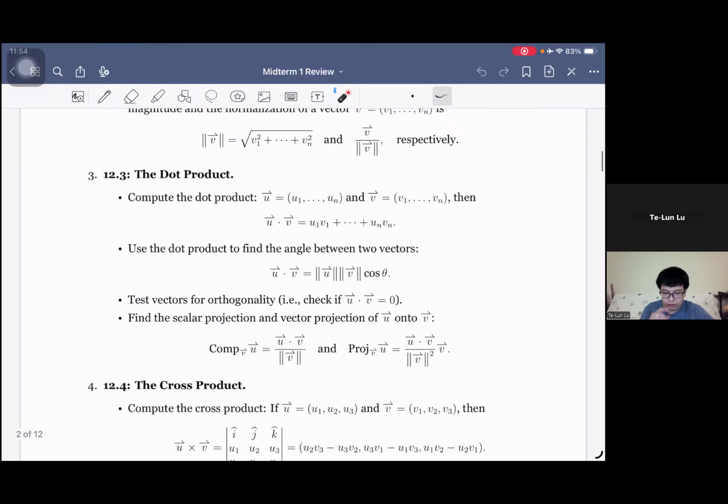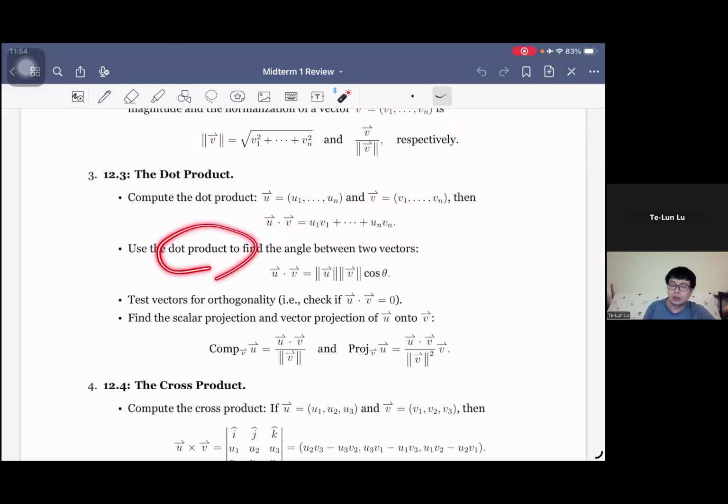The third section of chapter 12 is the dot product. We know that algebraically, the dot product is given by u dot v, which is a scalar, u1 v1 all the way to un vn. In particular, we usually use it when n is 2 or 3, right?